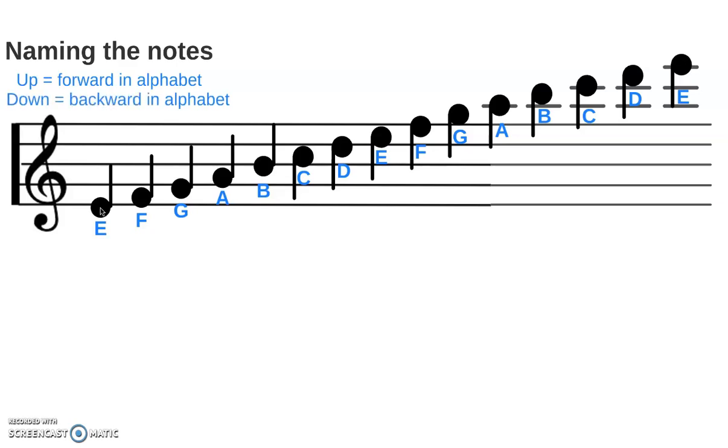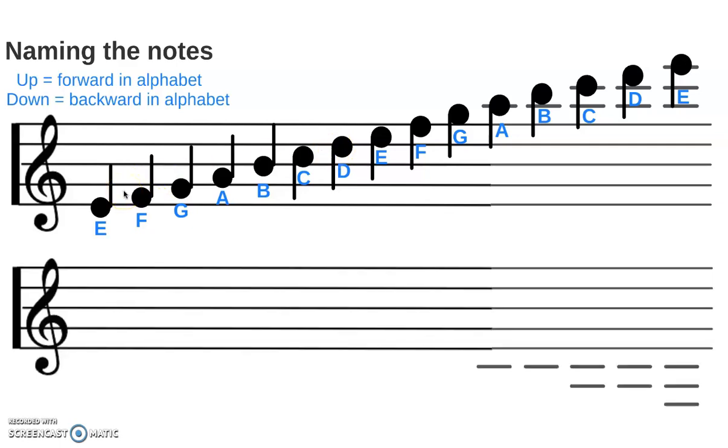Going down, we go backwards in the alphabet. So even if you just look at, we'll start here, if you look at this G, let's imagine that none of these were filled in. You just had this G filled in and someone said, what's this one? You would go backwards one letter in the musical alphabet. G, F, E, D, C, B, A, loop back around, G, F, E. So up we go forwards, down we go backwards.